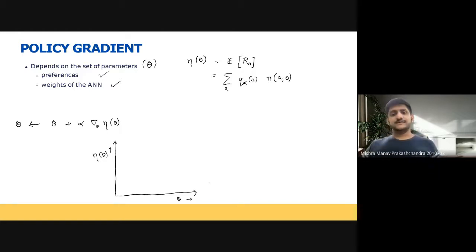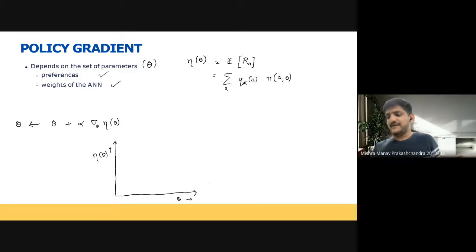Okay. So here, one important quantity that was introduced to us is eta of theta. It gives me information about the evolution of theta with time. In this case, it's the expected payoff, or the expected reward, that I get. If I write it in its discrete notation, it is the sum over all the a's of q star of a times pi of a.